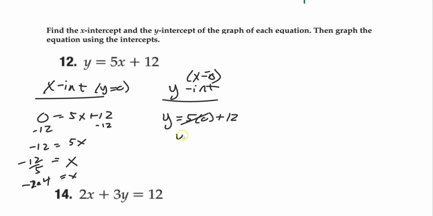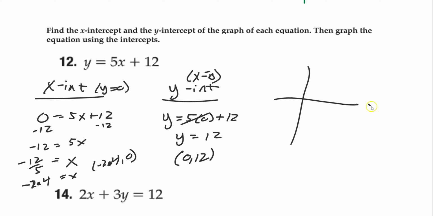And that says 0, and I get y equals 12. So my y-intercept should be 0 and 12, and my x-intercept should be negative 2.4 and 0. It's a point, right? Because this is my x value and my y value is 0. If I want to graph this, just go to those points right there.